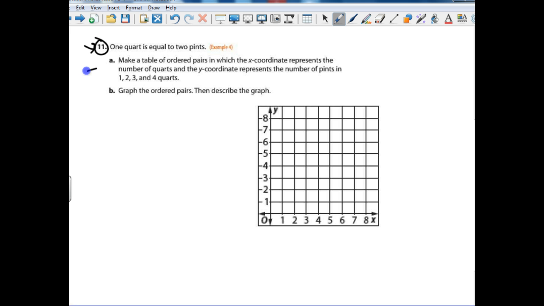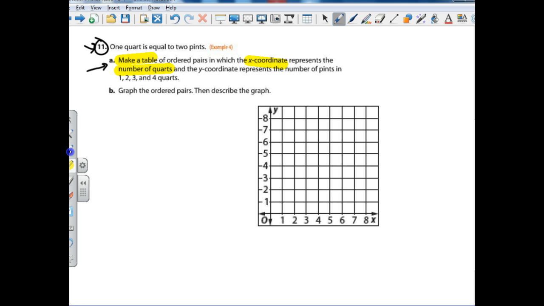Then A says make a table of ordered pairs in which the x coordinate represents the number of quarts, the y coordinates represents the number of pints in 1, 2, 3, and 4. Okay, we got to make a table, right? If you're a highlighter person, it might be something you want to highlight right there. You might want to highlight this too. It says the x coordinate represents the number of quarts.